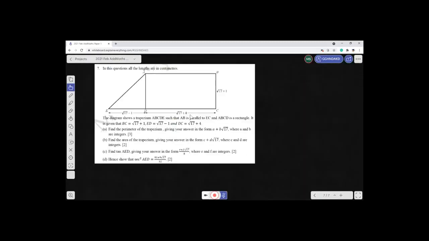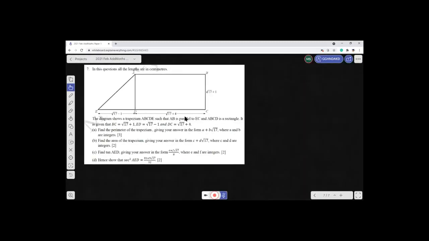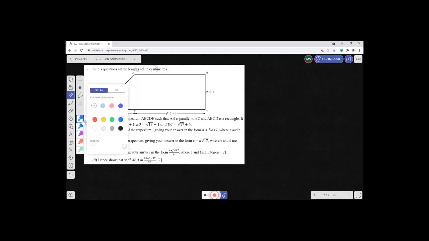Question 7. In this question, all the lengths are in centimeters. The diagram shows ABCD, a trapezium. AB and EC are parallel. EBCD is a rectangle. It is given that BC is this, ED is that, and DC is this. Find the perimeter of the trapezium, 3 marks.